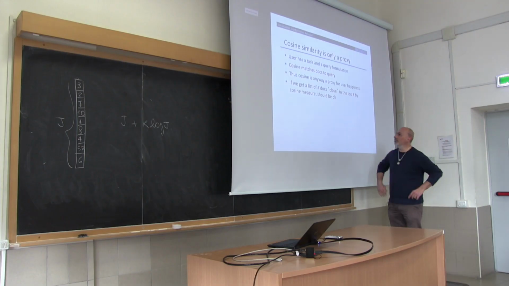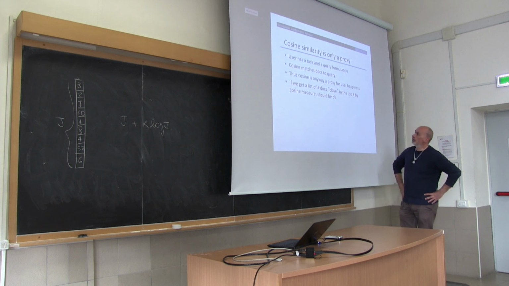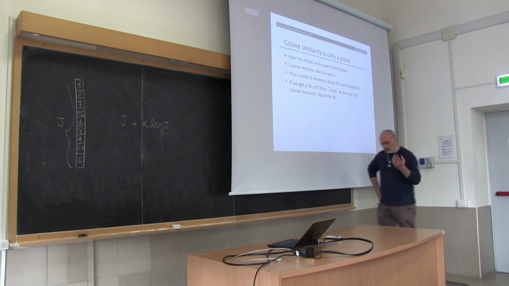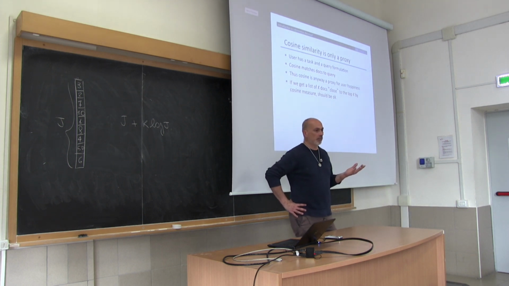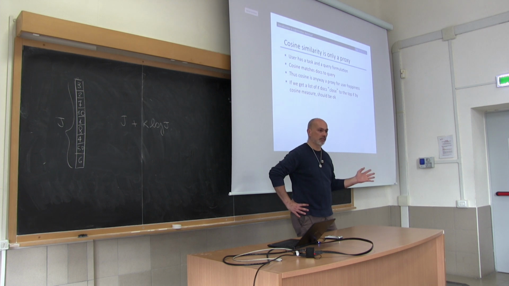So what is the final consideration we can do? We can start philosophizing about this. So we say, well, in the end, what do we want to measure? Cosine similarity is measuring relevance of a document with respect to a query, right? What is relevance? I mean, what are we doing when we measure relevance?